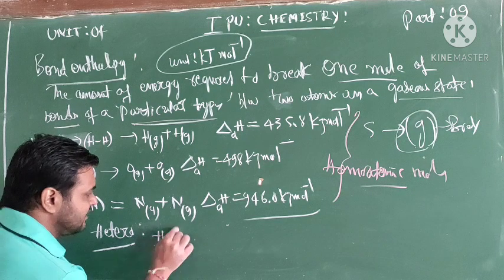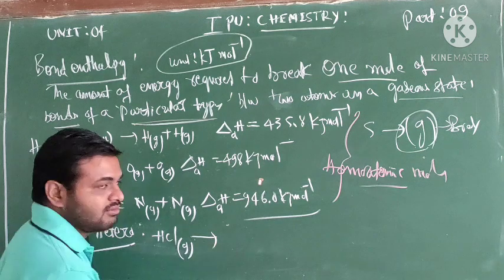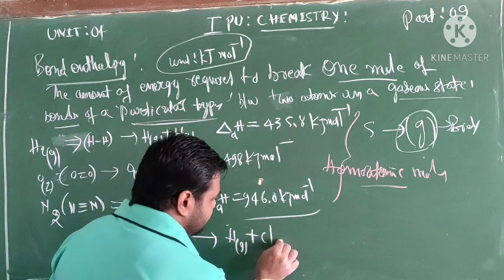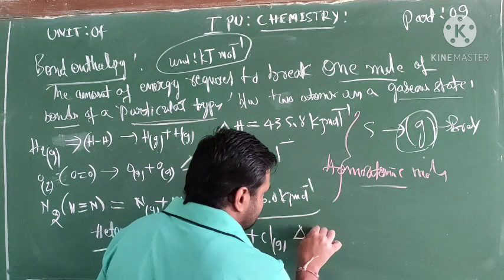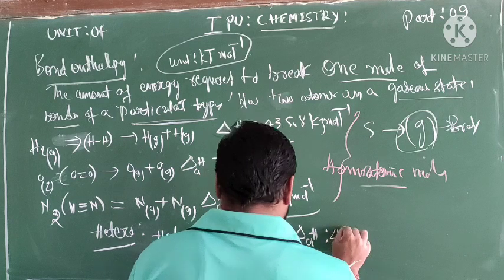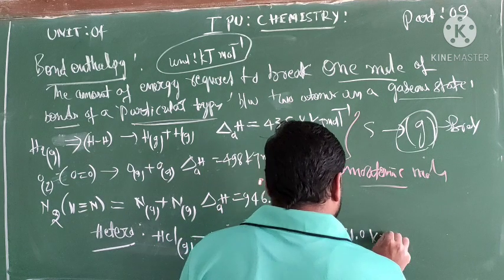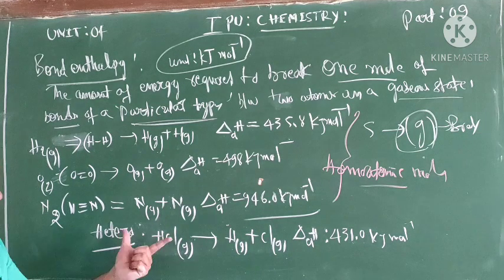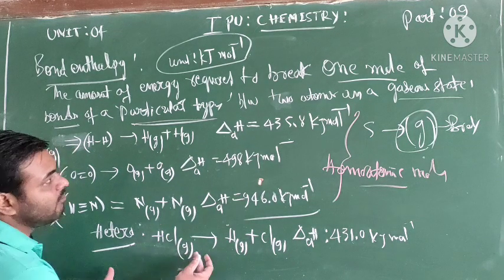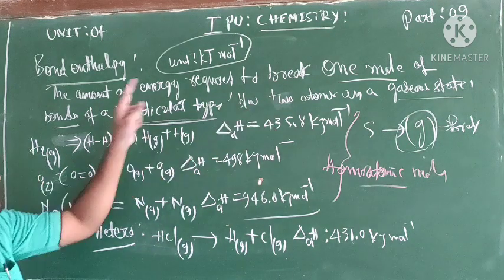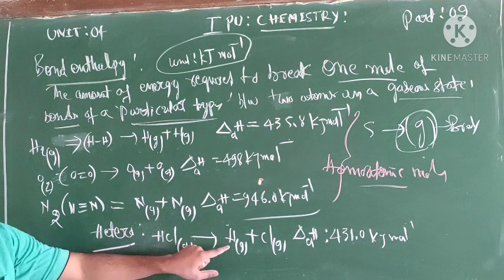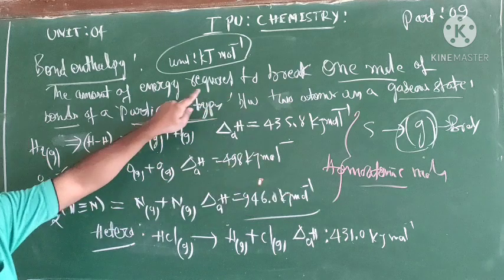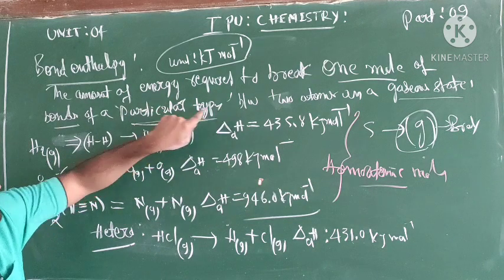An example is HCl, which is gaseous. It breaks down to form H and Cl. The delta H is 431.0 kilojoules per mole. It is easy to understand: this is a molecule having a single bond, and from 1 mole of bonds we get 1 mole of atoms. So we get the amount of energy required to break a bond of a particular type.